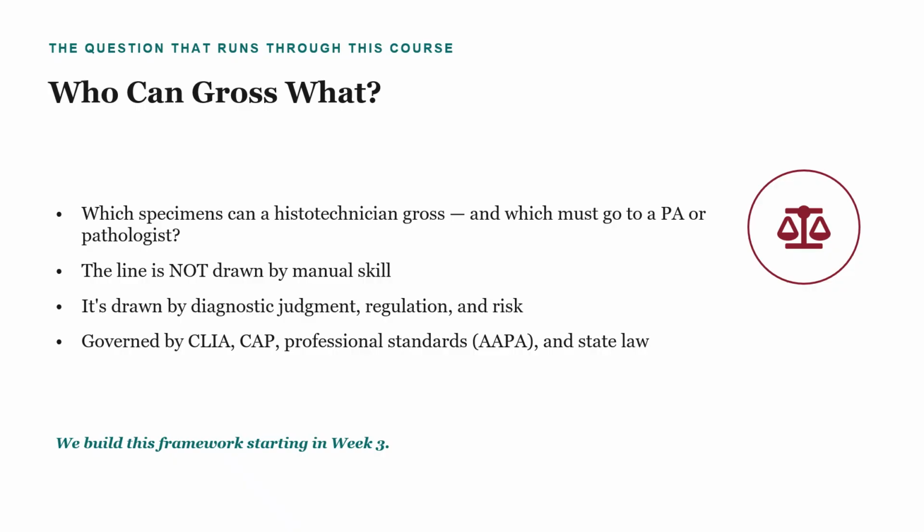So here's the question that runs through this entire course, and it's worth stating as plainly as I can. What specimens can a histotechnician gross, and which have to be reserved for a PA or a pathologist? Now, here's the key insight, and I want you to resist the obvious wrong answer. The line is not drawn by manual skill. It's entirely possible to be technically capable of cutting into a complex specimen and still not be permitted to gross it. The line is drawn by whether the task requires diagnostic judgment and by regulation and risk.